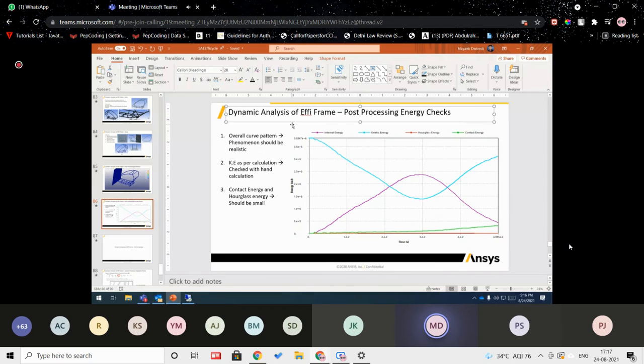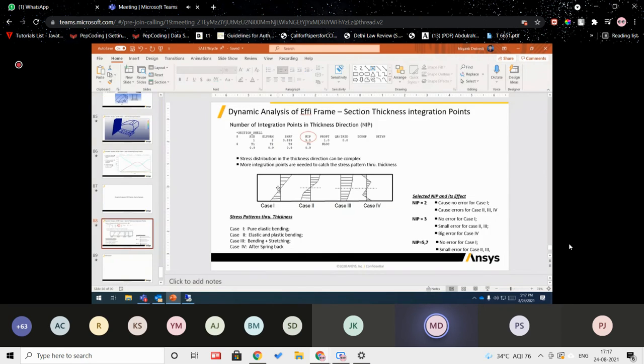So let's suppose this green color is showing your contact energy. If the trend is going like this, then there is some issue with the simulation. And if it is very less, then you can go ahead with this. Then this analysis looks okay, and you can correlate with your hand calculation and your animation. If everything looks okay, you can go ahead with the results which you are getting from these stresses and dynamics, like deformations.